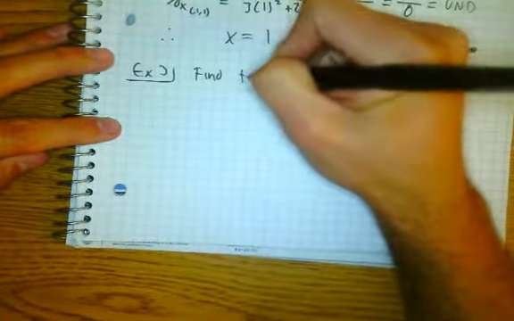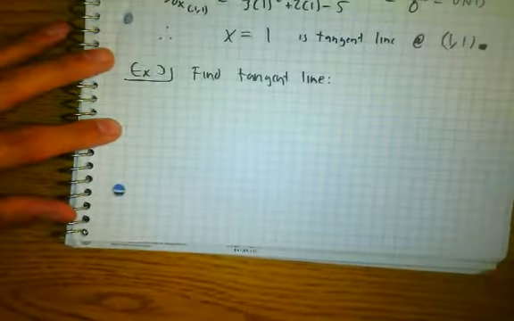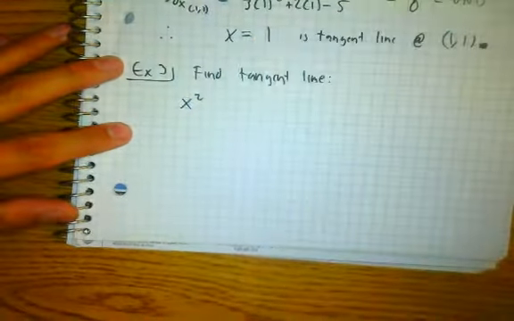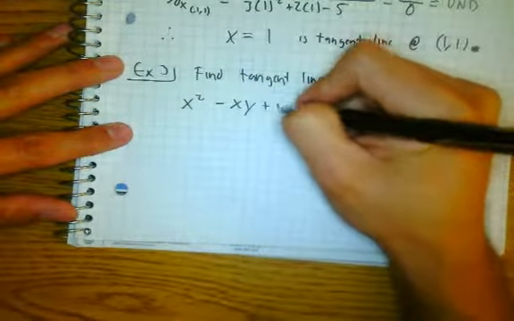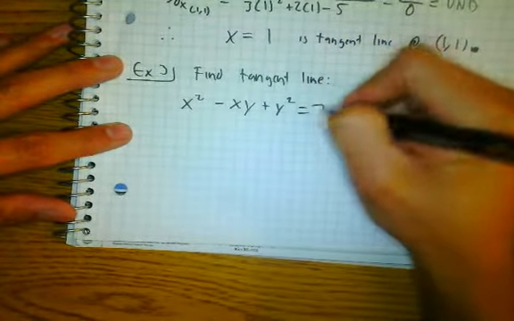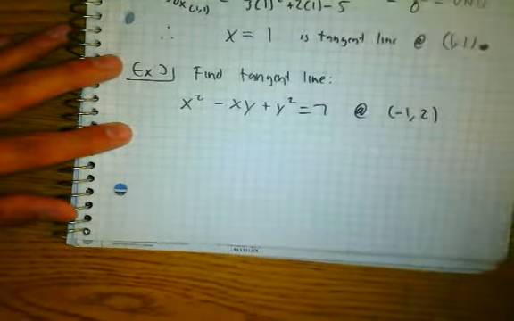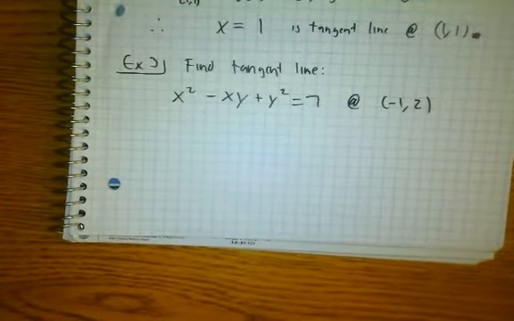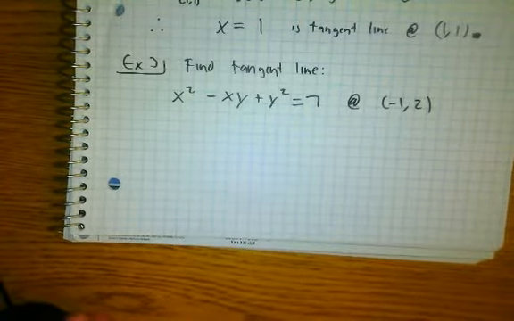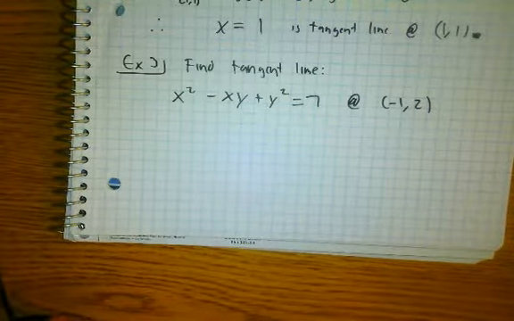Find the tangent line. The equation I'm going to give you is x squared minus x times y plus y squared equals 7. And I want you to figure this out at the point (-1, 2). I want you to try these on your own. If you're watching this video, go ahead and pause it and try it on your own. When you're ready, hit play and you will be able to check your answer.